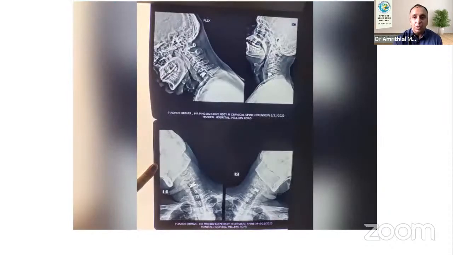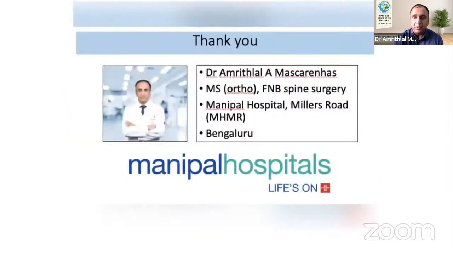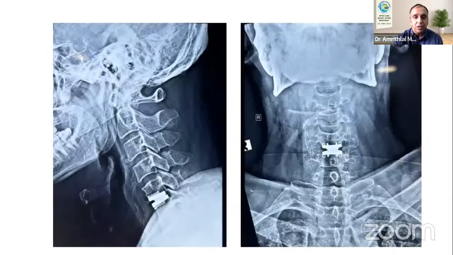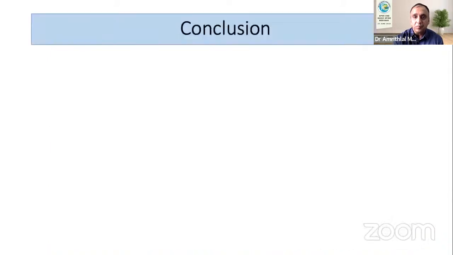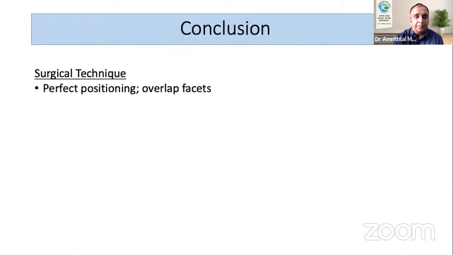And this is how a good arthroplasty appears after it is done. So when you look at the post-operative X-ray, you can see that here on the lateral view, the implant is well positioned. It's a sufficiently sized implant, and it is a well-centered implant extending from the entire width of the vertebral body. So in conclusion, make sure that the position is perfect and the facets overlap before we start the surgery.